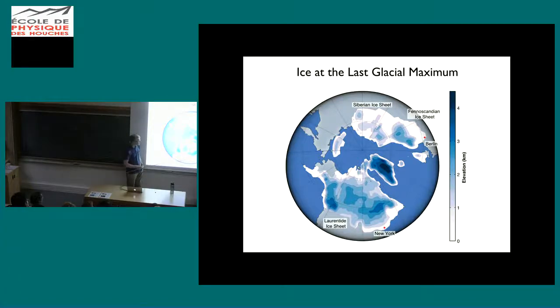It's the same reconstruction Dick used in his modeling. And just to orient you, here's Berlin. It's a little bit North American-centric projection, but we are somewhere here, just at the edge of the Fennoscandian ice sheet, a few hundred kilometers away. So Fennoscandia, Siberia was covered by an ice sheet. Here's the large Laurentide ice sheet covering all of North America, including, say, parts of New York, which would have been under ice at the time.